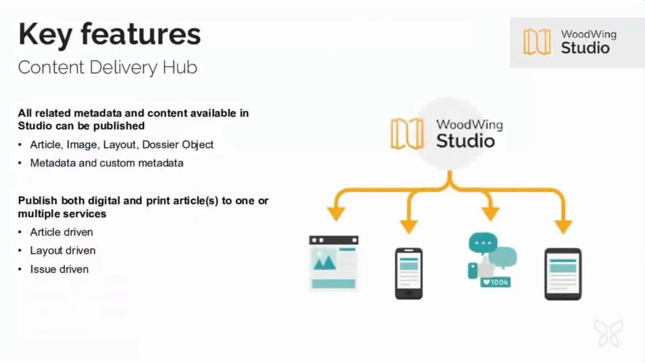So the key features are within WoodWing Studio, being able to publish out to multiple channels, taking data from articles, images, layouts, dossiers, metadata, custom metadata, external sources, and using either articles to drive these, layouts to drive these, issues to drive these. So however your business is organized from a structural point of view in how you publish a page, an issue, an article out through to your external sources, the CDH is there to be your partner in this.